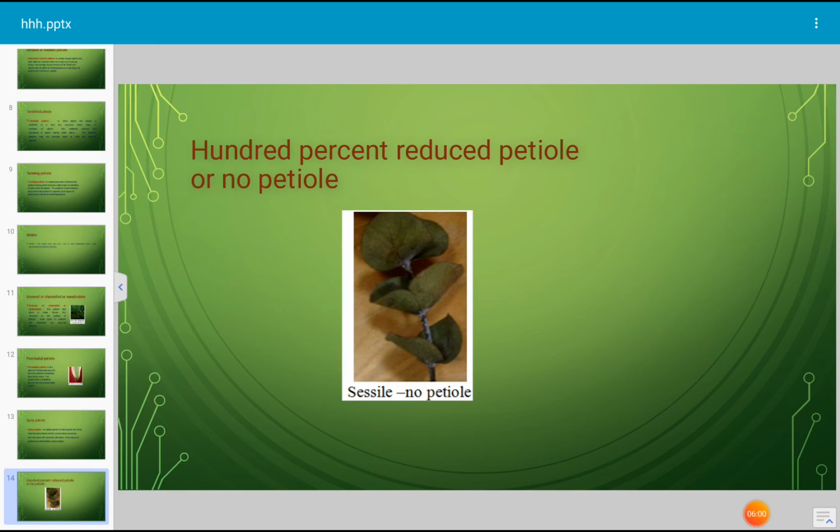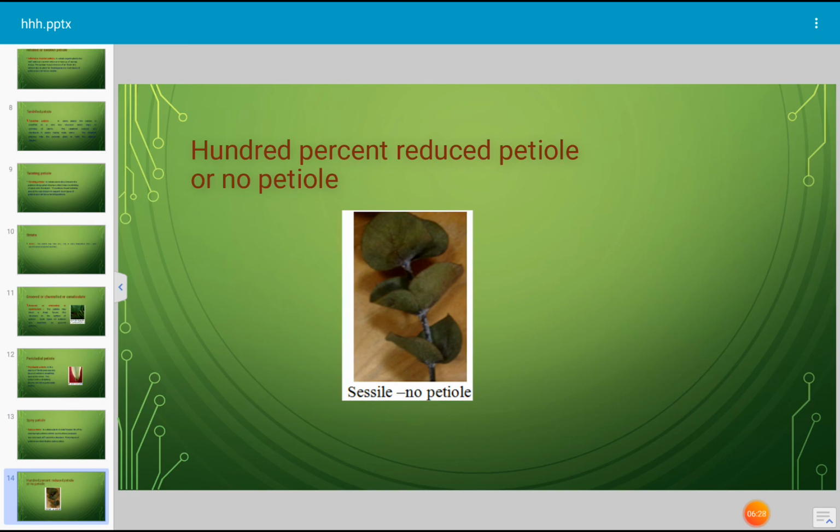This is the plant, this is the leaf which is shown in the photograph. It has no petiole. There are many types of plants which produce sessile leaves. In that, petiole is absent, or the petiole is highly reduced. No petiole, zero petiole, okay? And 100% reduced petiole, that is no petiole in the plant.